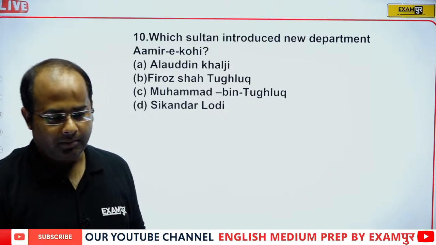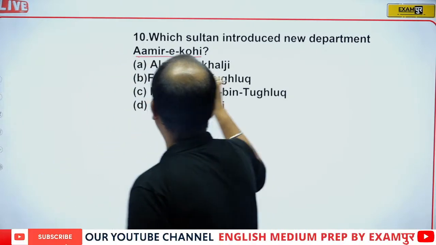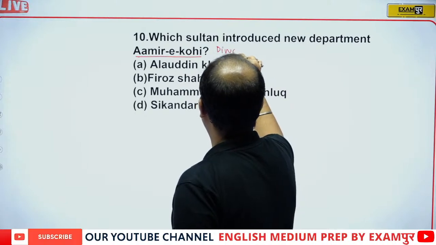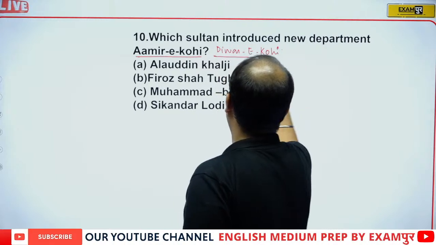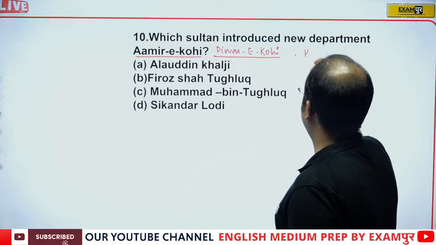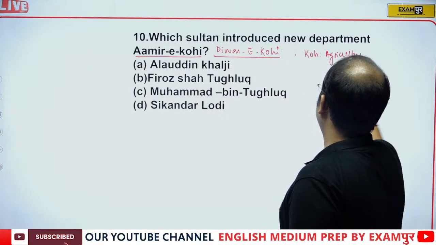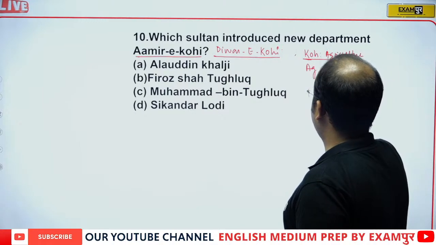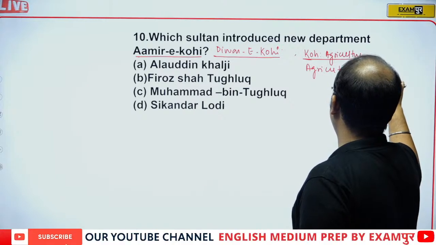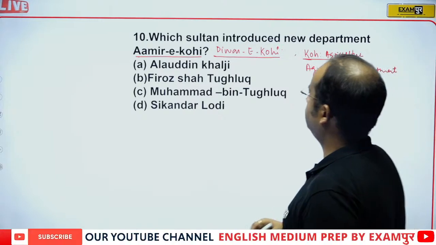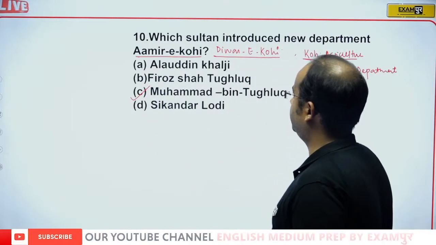Okay, guys, if I talk about Diwan-e-Kohi, Diwan means head, and Koh means agriculture. So Diwan-e-Kohi was the agriculture department, and that was started by Muhammad bin Tughlaq.